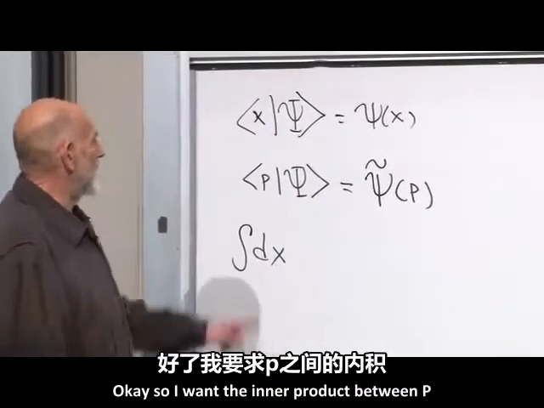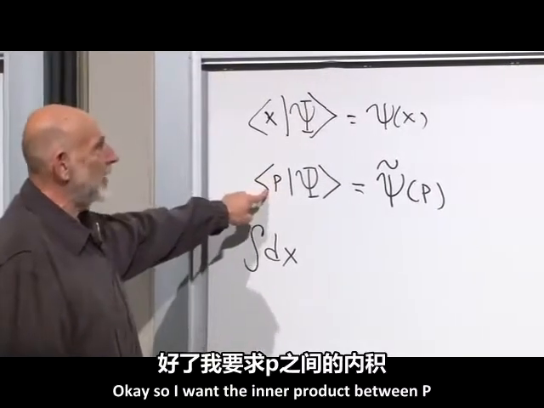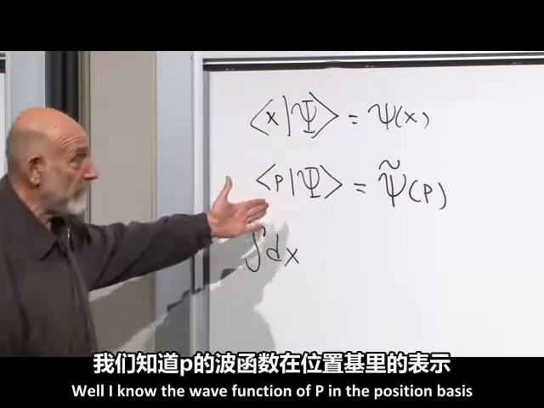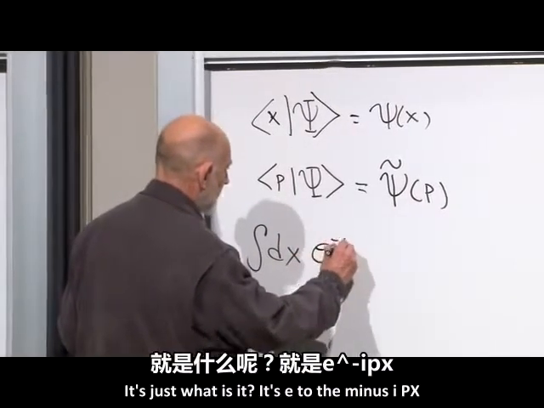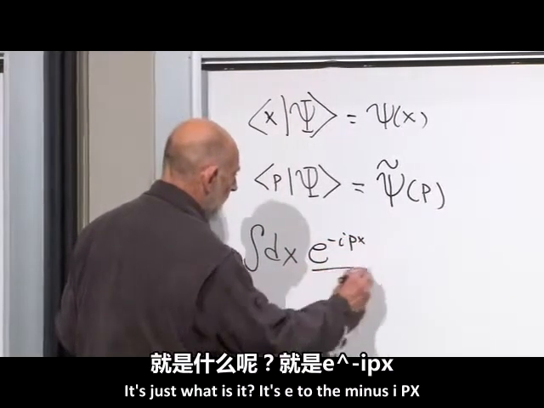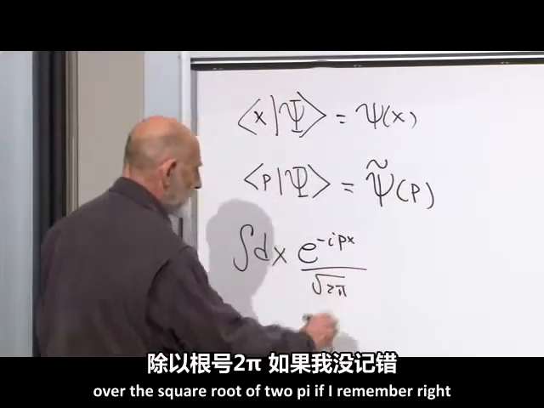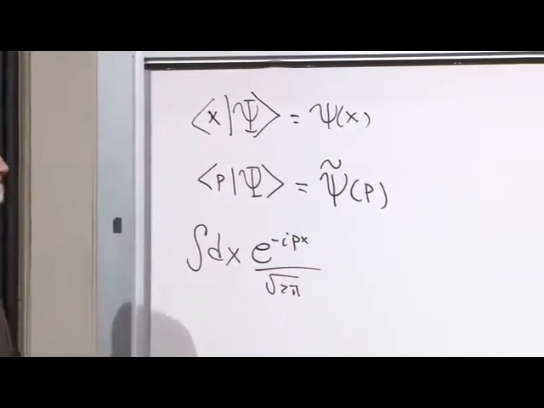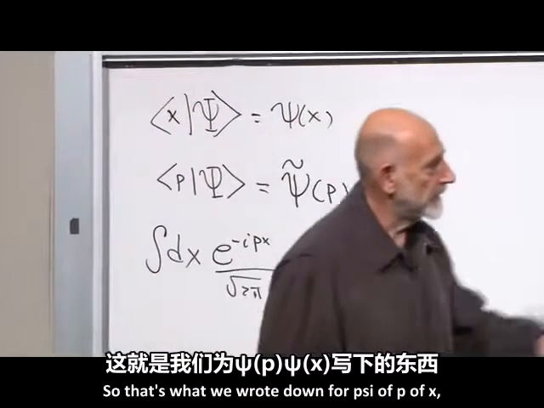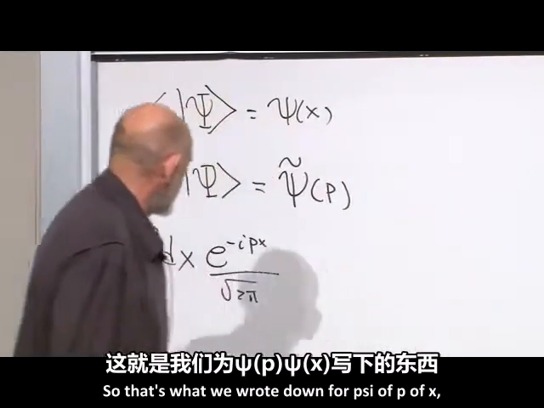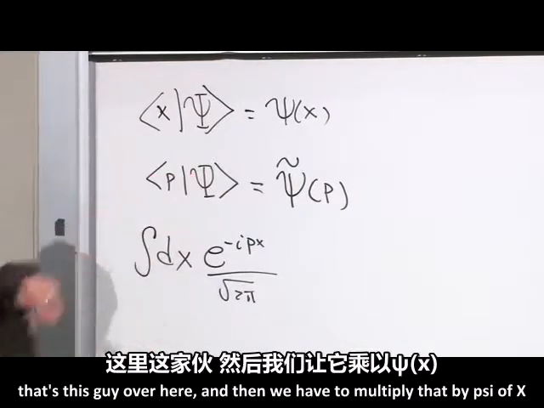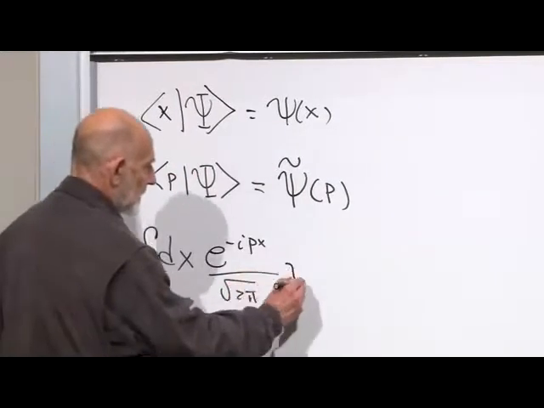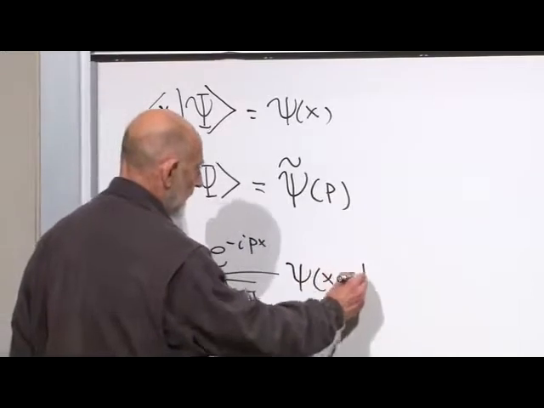Okay, so I want the inner product between p. Well, I know the wave function of p in the position basis. It's just, what is it? It's e to the minus i px over the square root of 2 pi, if I remember right. That's what we wrote down for psi sub p of x. That's this guy over here. And then we have to multiply that by psi of x and integrate.